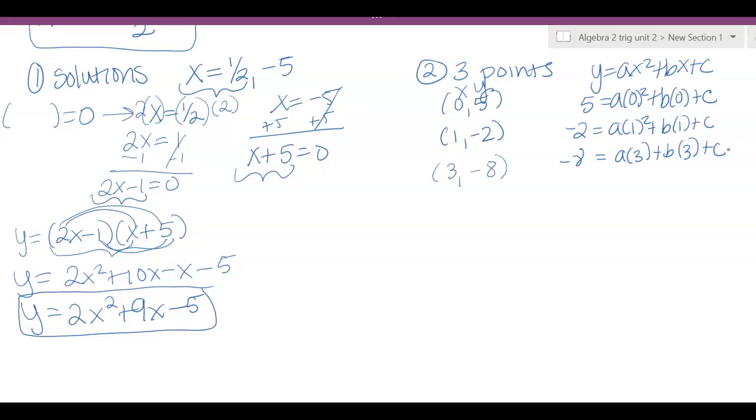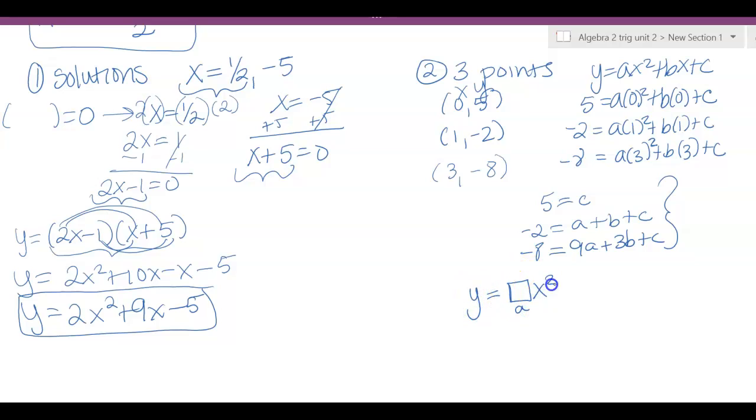And then we would take these equations, which the first one would end up saying 5 equals c. The second one would say -2 equals a plus b plus c. And the third equation would say -8 equals, sorry, I forgot my squared right here, so it would say 9a plus 3b plus c. And you would solve this as a system of equations to get your a's, b's, and c's. And once you found those, you would have your coefficients for your equation in these spots of the equation.